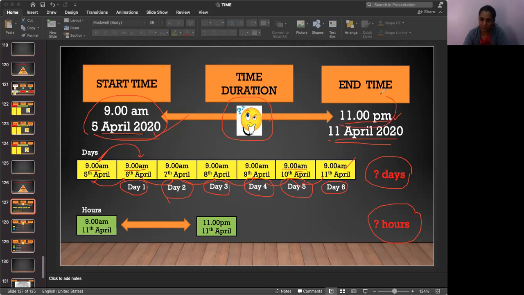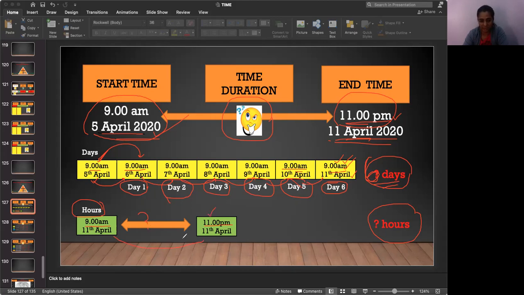Now look at the time here. It's 11 p.m. So we are now only at 9 a.m. on 11th April. At that point, we already have 6 solid days. Now, all we need to do next is to calculate the number of hours, from 9 a.m. until 11 p.m. on that same day. How many hours is this?